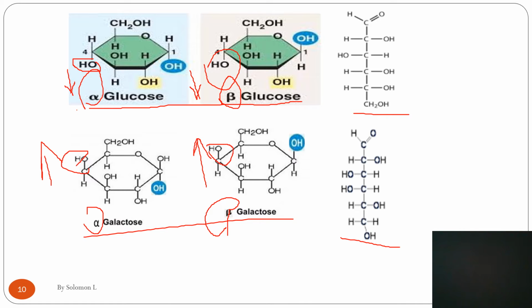In the case of the chain form, the OH group on carbon number 4 for galactose is found at the left, whereas for glucose this OH group is found at the right of carbon number 4. This is the main difference between glucose and galactose.